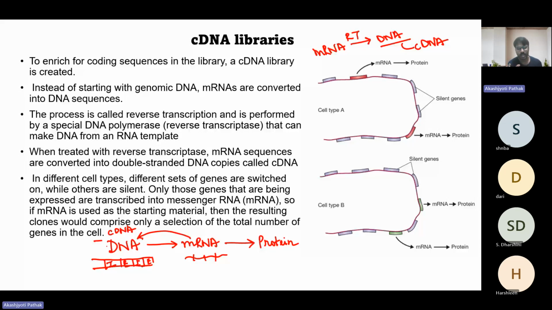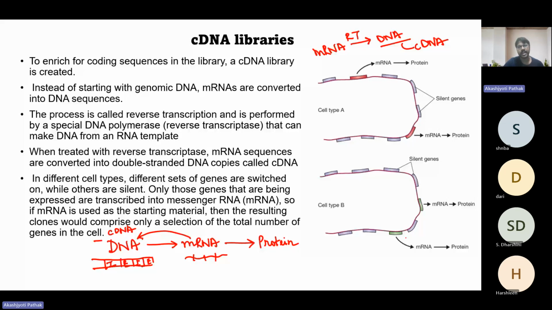So you will get the particular genes which are present in the cell, because only that mRNA will be generated whose gene is getting expressed. So your cDNA will contain only those genes that are getting expressed in a particular cell.